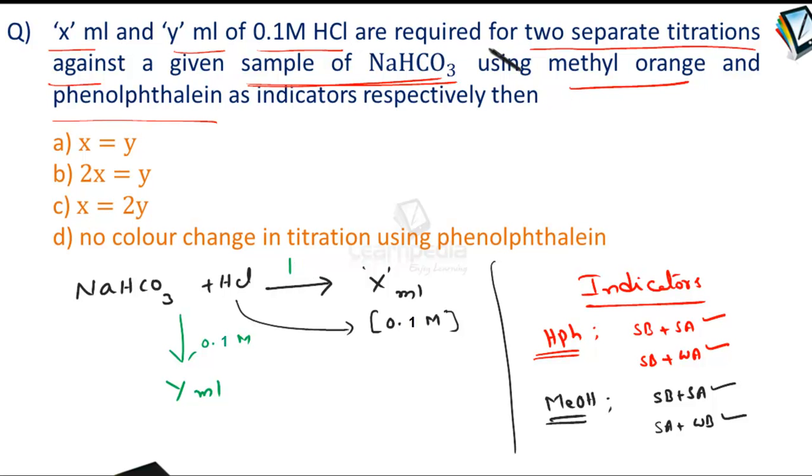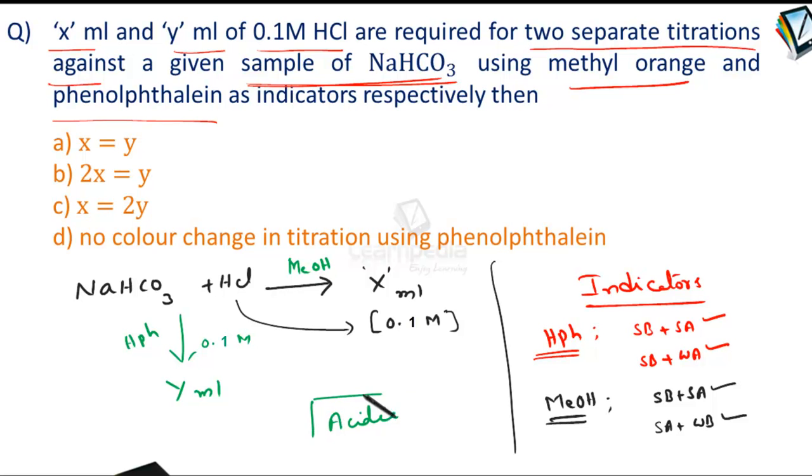X mL and Y mL of 0.1 molar HCl are required for two separate titrations against a sample of NaHCO3 using methyl orange first. So this is the methyl orange for which X mL is required, and this is the phenolphthalein indicator. Then, are the volumes consumed in both the titrations the same, X and Y? Is the volume required in the first case double to Y, as in this case, or no color change in titration using phenolphthalein? As we know that this is a strong acid and this is a weak base, the solution at the end point will be acidic in nature.